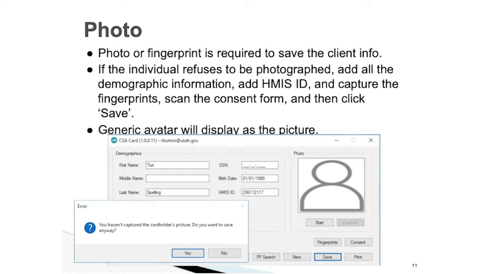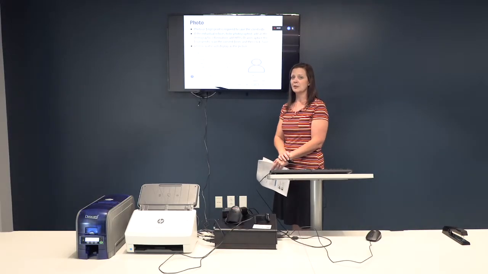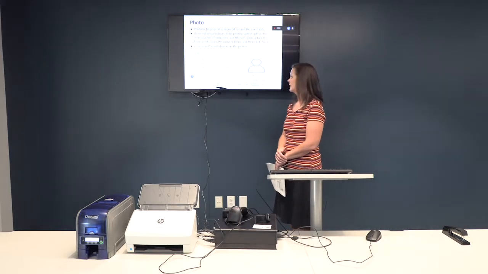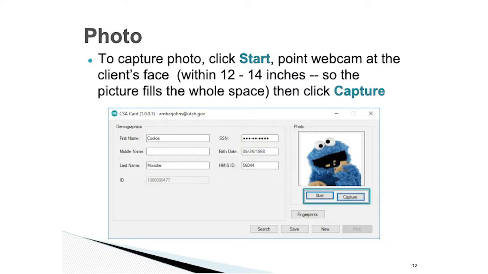You will get a warning, and it says you haven't captured the cardholder's picture. Do you want to save anyway? So if the client is refusing to do their picture, we would accept their fingerprint and be able to save anyways. To capture a photo, we're just going to click the Start button and point the webcam.